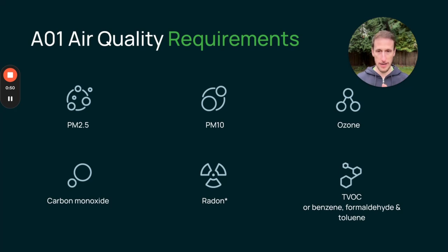What you need to test for is particulate matter, so PM2.5, PM10, ozone, carbon monoxide, and either TVOC or a set of specific VOCs. Now, radon is also listed in part 4, but this part is automatically exempt if you operate a mechanically ventilated building, and essentially if you are meeting code, this is a precondition for A03, then this radon requirement will be automatically met, and you will not actually need to measure it. So all of the other parameters here are required to be monitored.